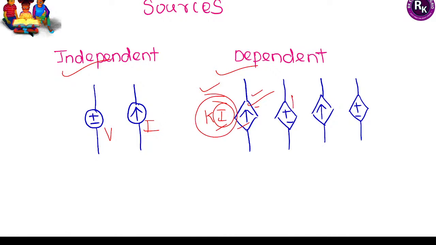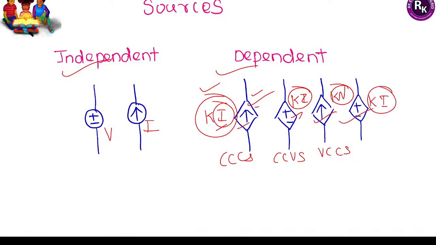Now, what if I highlight it by K into I? The source is a voltage source, but I am controlling it in terms of current. So, this is called a current controlled voltage source. The first one is the current controlled current source. Now, if I am calling it K into V, the controlling element is V and the source is a current source. This is a voltage controlled current source. And the last one is a voltage source. If I am calling it K into I, the controlling element is current, whereas the source is a voltage source.